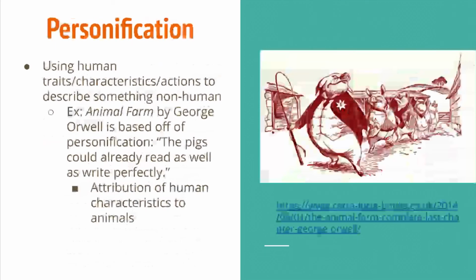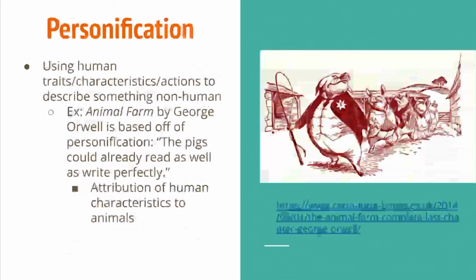Personification. Personification is when you use human traits, characteristics, or actions to describe something non-human. So a really great example is this book, Animal Farm by George Orwell. And this book is practically based off of personification. So I'll give you a really cool sentence from this book. The pigs could already read as well as write perfectly. So in this sentence, George Orwell was saying that the pigs are doing things that humans are doing, like reading and writing. So this is the attribution of human characteristics to animals.